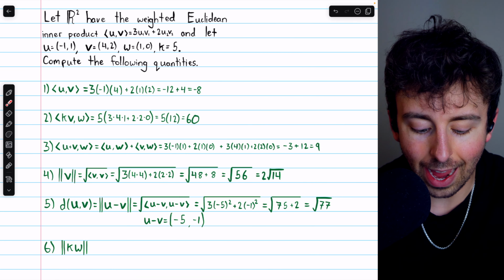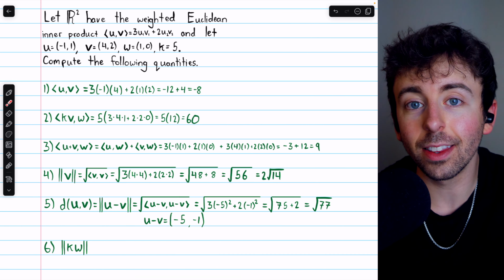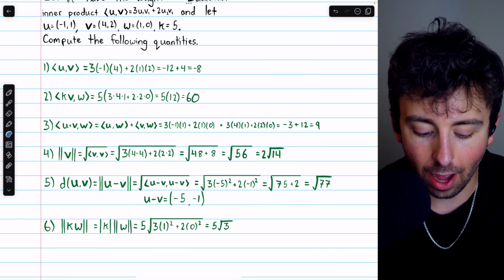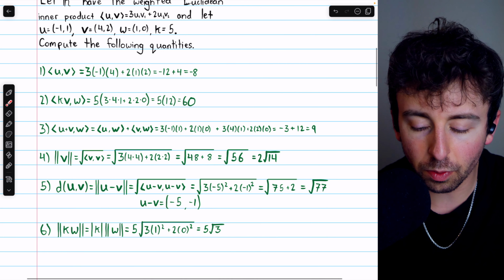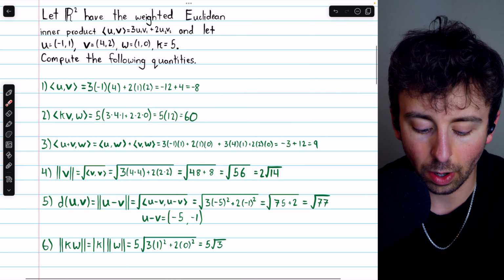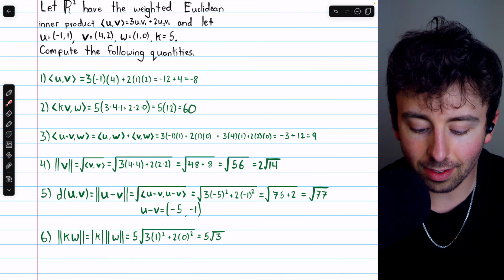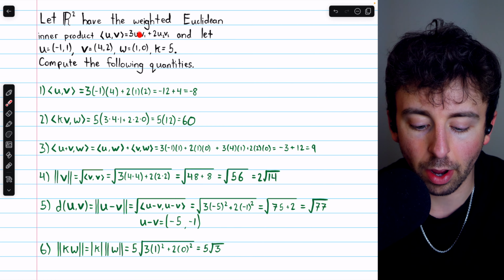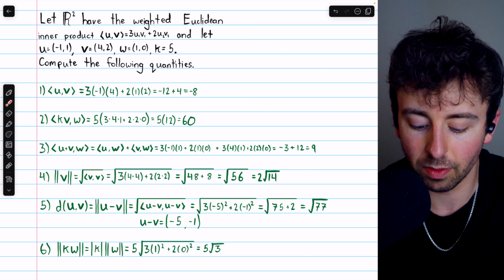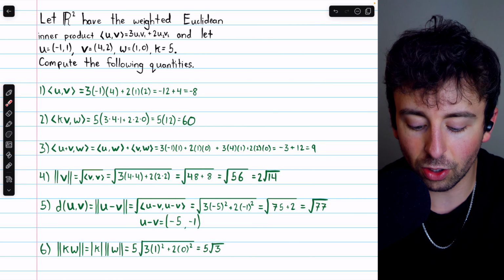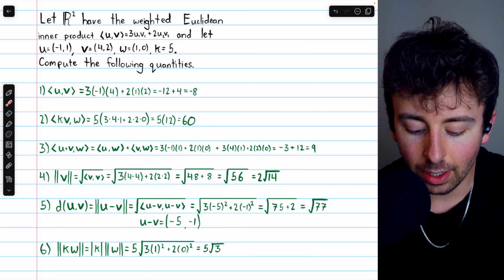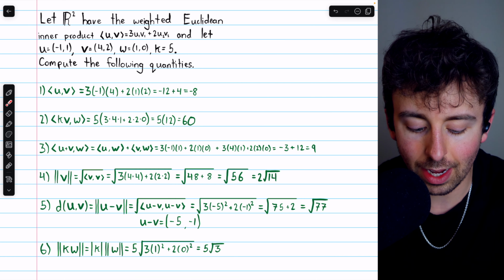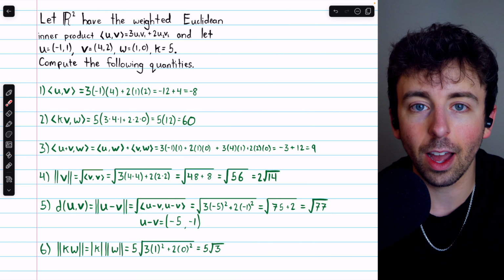Finally, the norm of kw. To do this, we can just take the scalar k outside of the norm, so it's just the magnitude of k times the norm of w. The magnitude of k, of course, is just 5, that was given to us, and then the norm of w is the square root of the inner product of w with itself. So we have 3 times the product of the first component of w with the first component of w, so 3 times 1 squared, and then 2 times that second component squared. So under the square root, we end up just having 3, so the final answer is 5 root 3. That's the norm, or length, of k times the vector w.